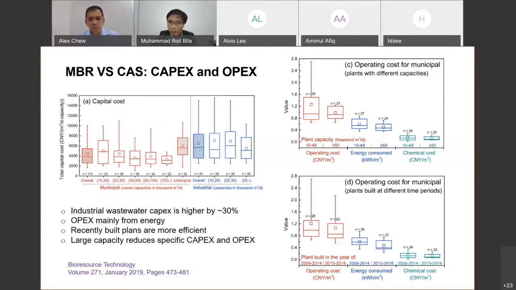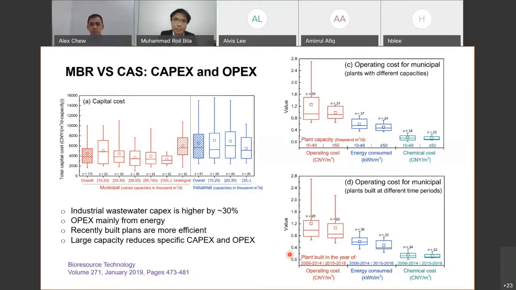From the three images here, I summarize basically here. For industrial wastewater, CAPEX is a little bit higher, about 30%. Where I get this number is by comparing this value to this value. The OPEX for MBR is mainly for the energy, and here we compare the plants built, for example, in 2006 to 2014, compared with 2015 to 2018. So the recently developed MBR is much more efficient. I think the one that is built in 2020 will be super efficient.